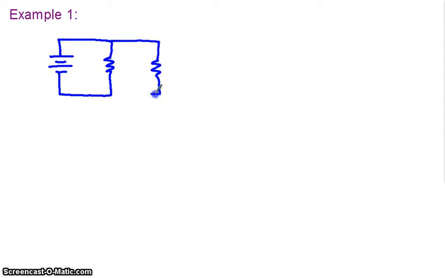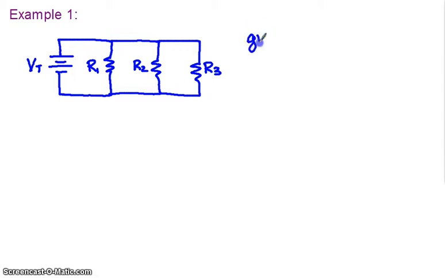We're going to look at example 1 for parallel circuits. In this example, we have 3 resistors connected in parallel. As with any problem involving circuits, we start with a circuit diagram. I'll label these R1, R2, and R3. This is the battery, so we have a total voltage for the battery, and those 4 pieces of information are given.